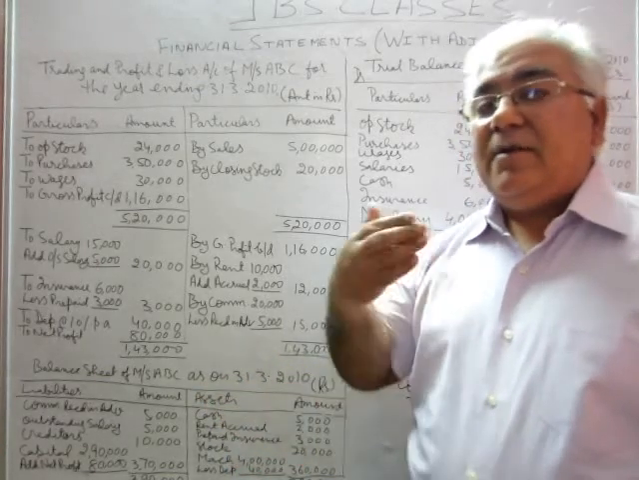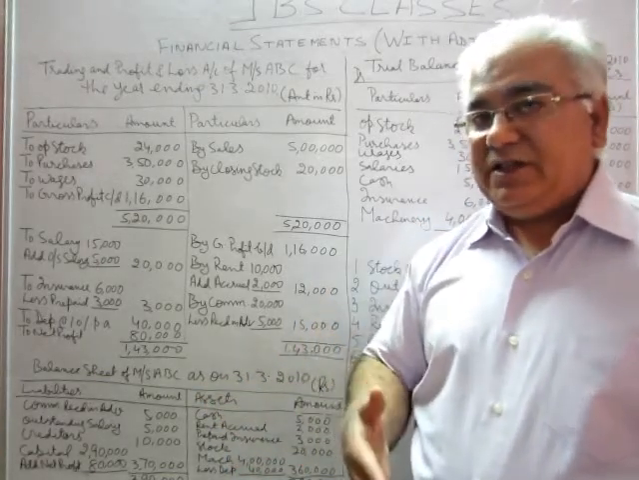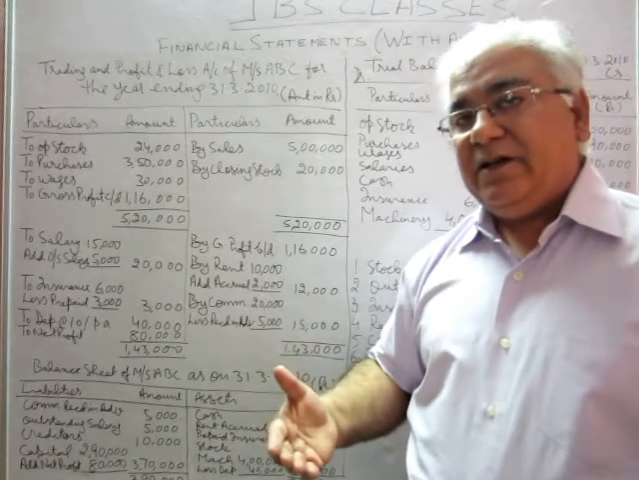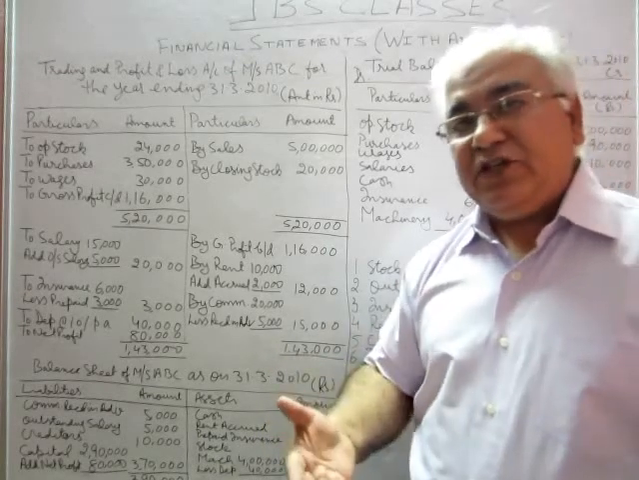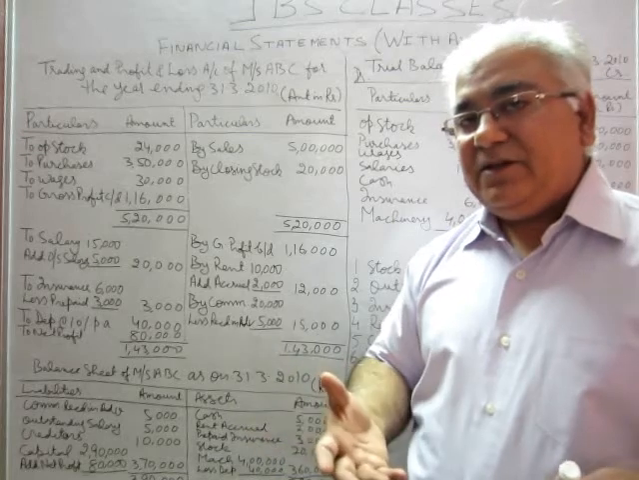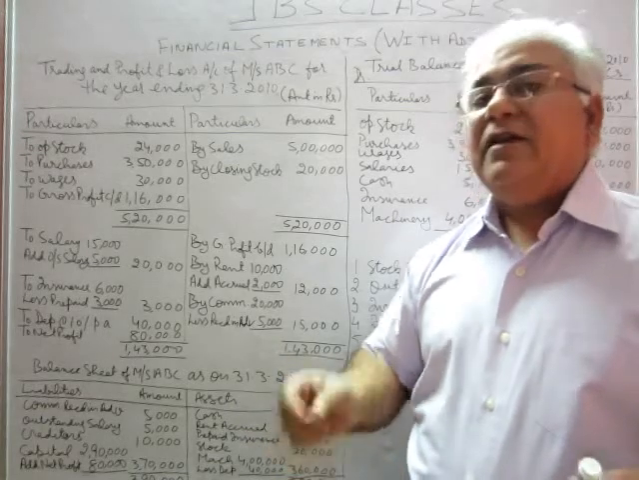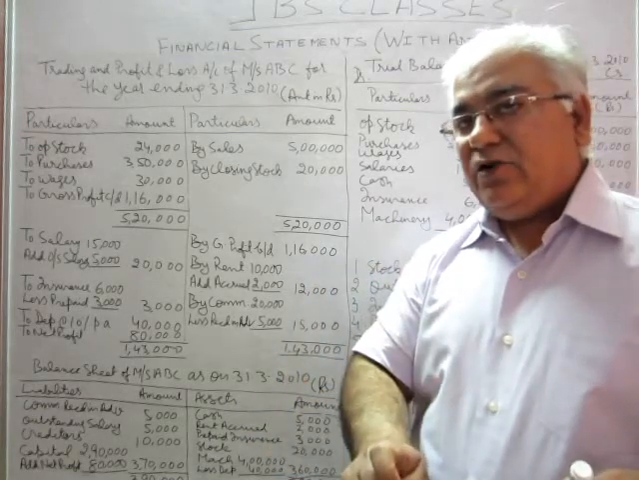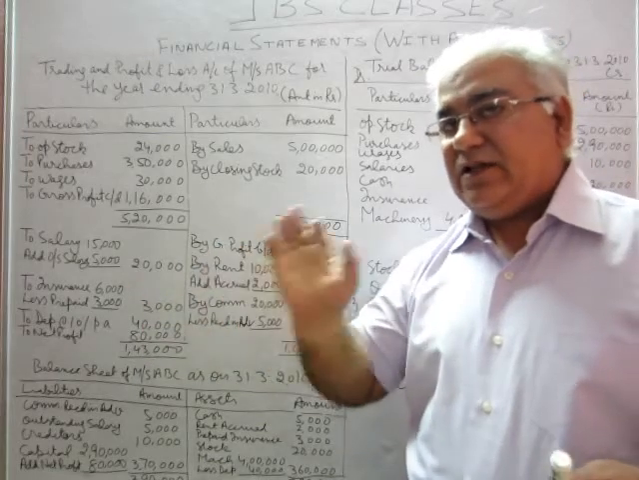Now, the amount paid for the installation of machinery is a capital expenditure and should have been debited to the machinery account. So what shall be the rectifying entry for this? Machinery account debited to wages account, 10,000.